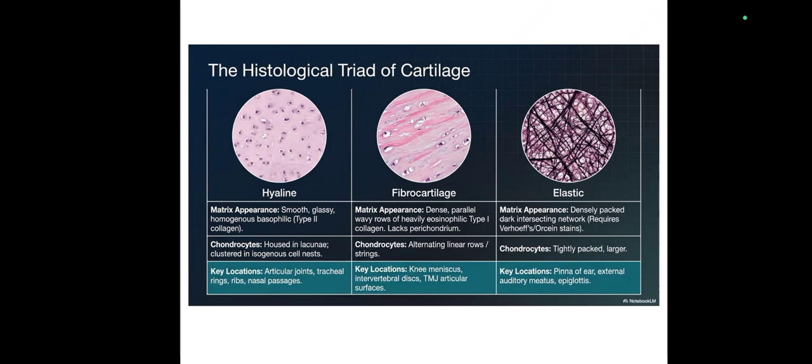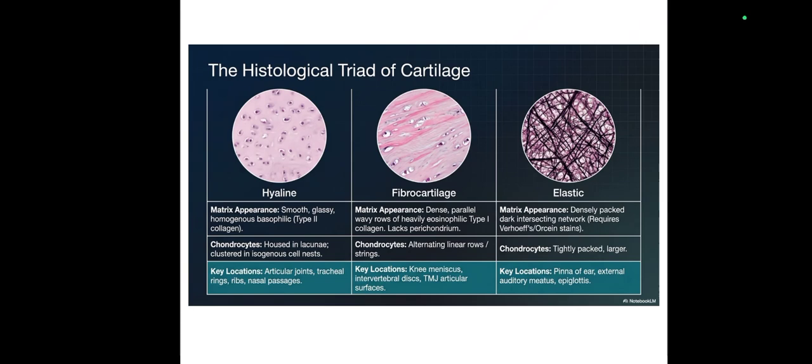Third is your elastic cartilage. This features a densely packed, dark, intersecting network of elastic fibers in the matrix. Note that to clearly visualize this network, special stains like Verhoef's or Orcein are required. Chondrocytes here are tightly packed and larger. It's located in the pinna of the ear, external auditory meatus, and the epiglottis.